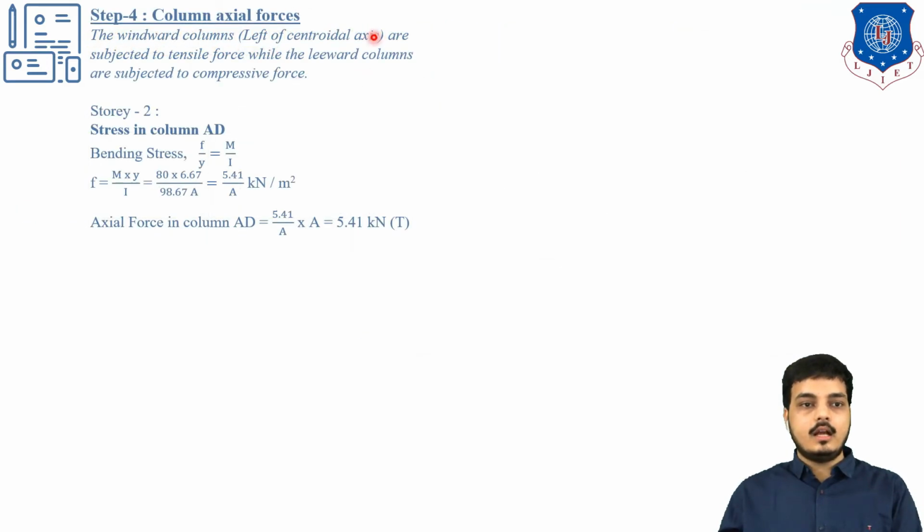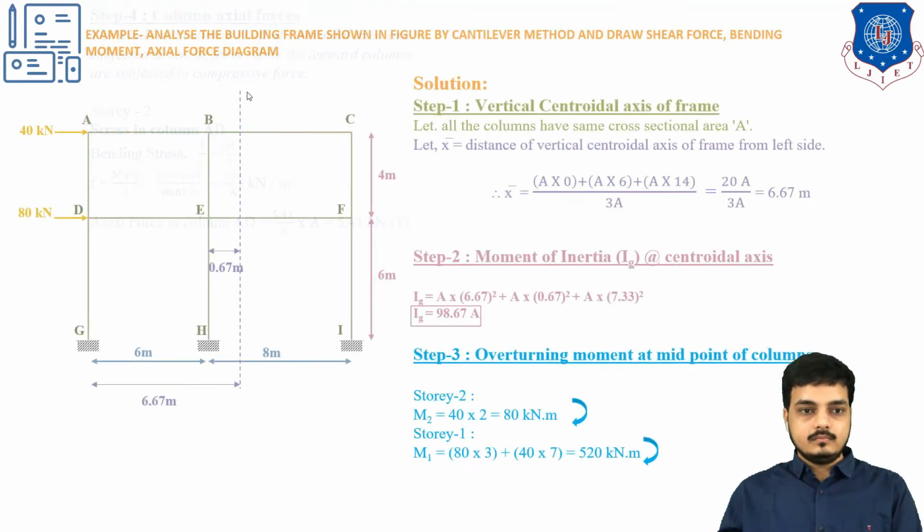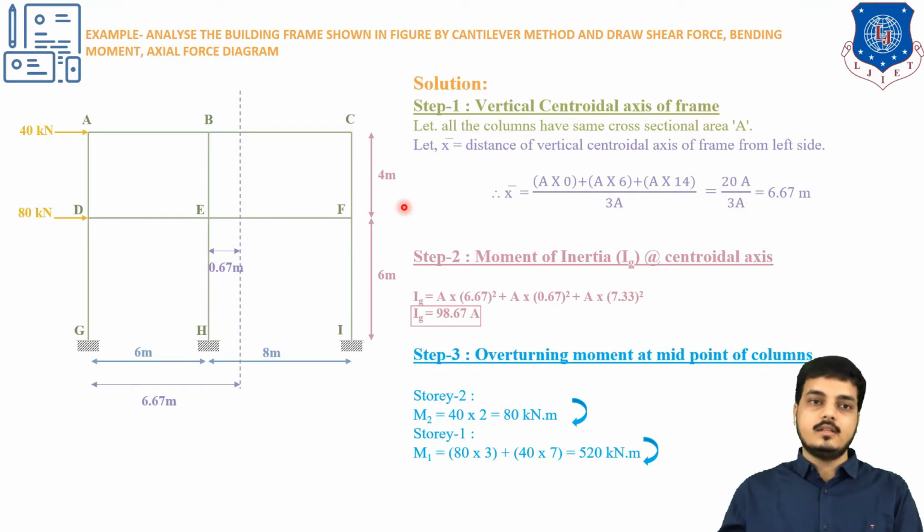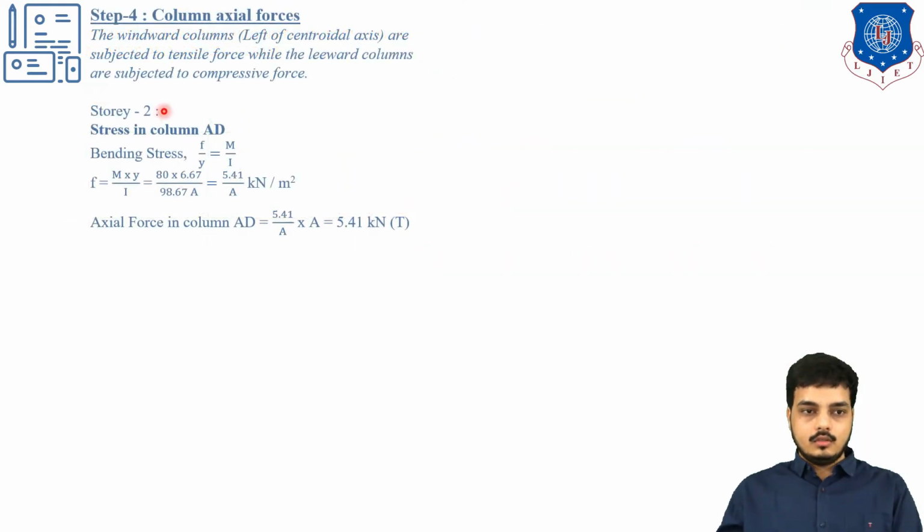So keep in mind that on the windward side, to the left of the centroidal axis, the columns experience tensile force, and the columns on the right-hand side experience compressive force.